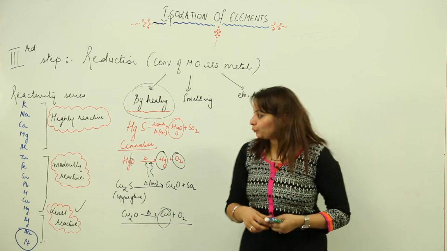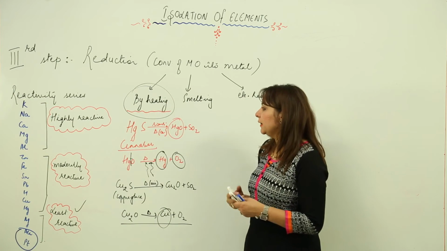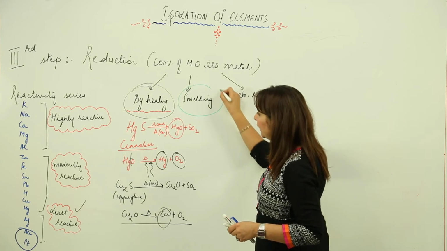Second is smelting. We opt for the smelting method for which metals now? Do you have any idea?